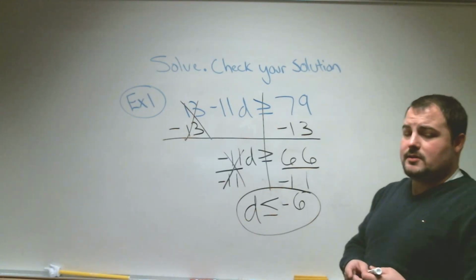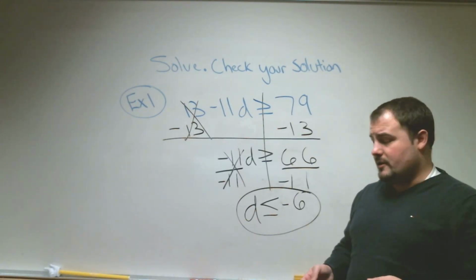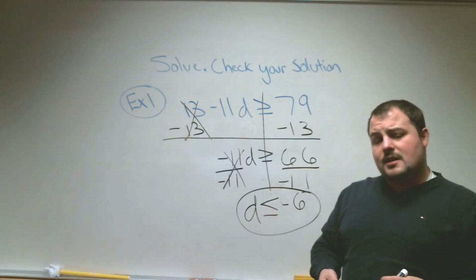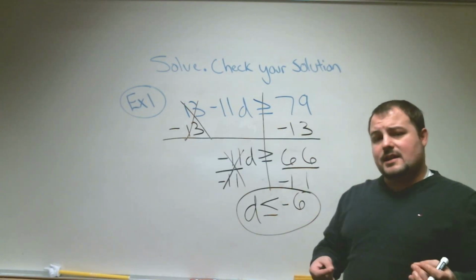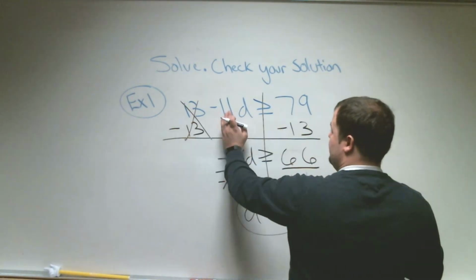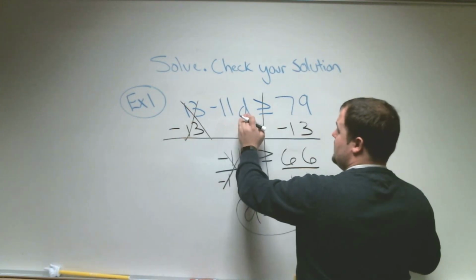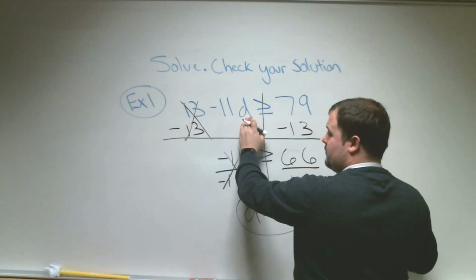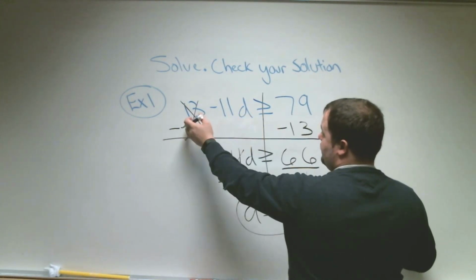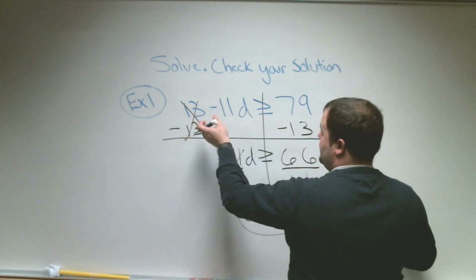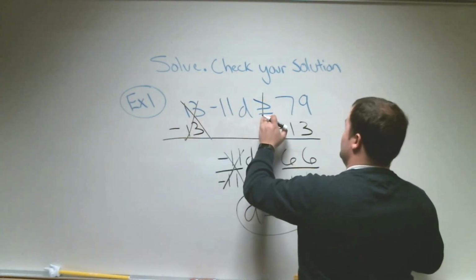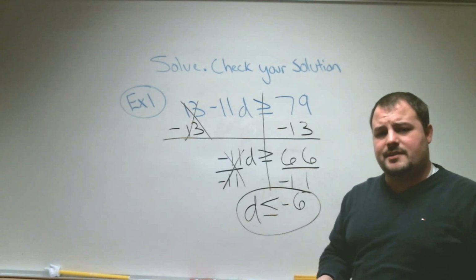Now this says check your solution, so this means that we want to use a number that's less than negative 6 and make sure we get a true statement. So for a number that's less than negative 6, I'm just going to go ahead and use negative 10. Negative 11 times negative 10 is a positive 110. 110 plus 13 is 123, and 123 is greater than 79, so that's a true statement.